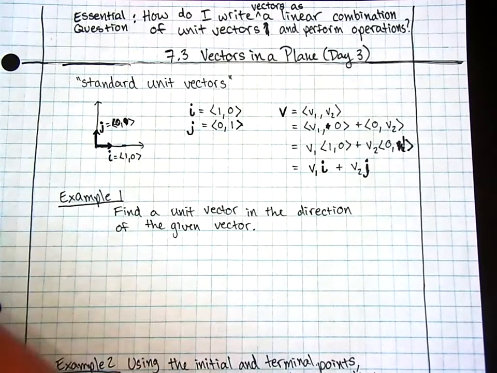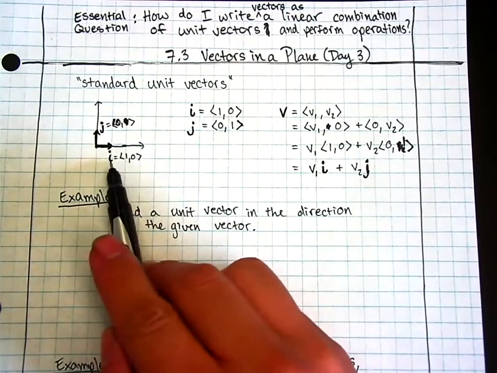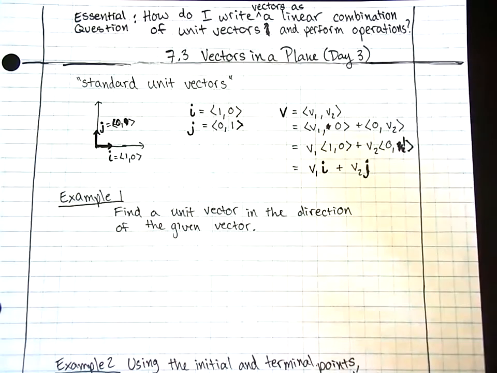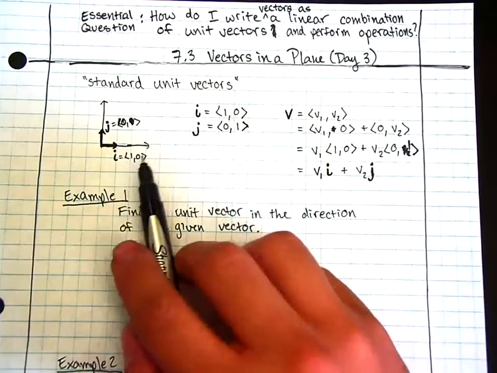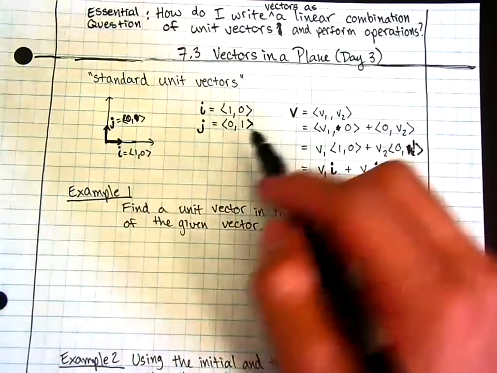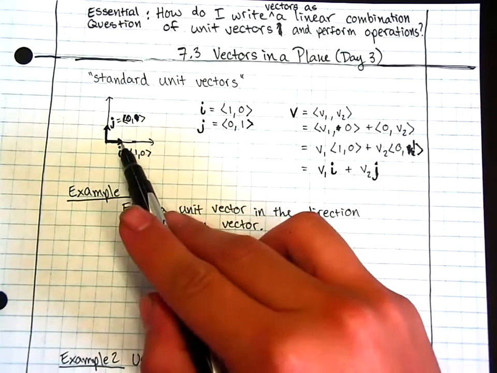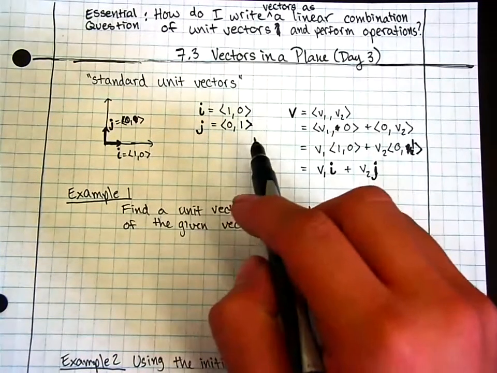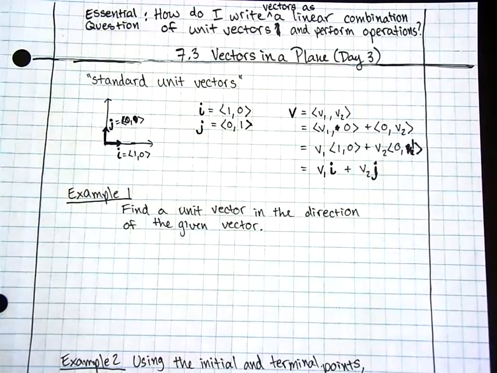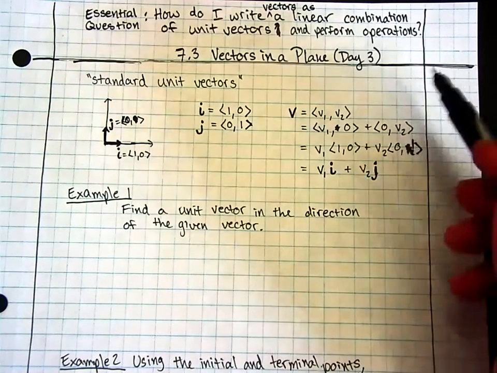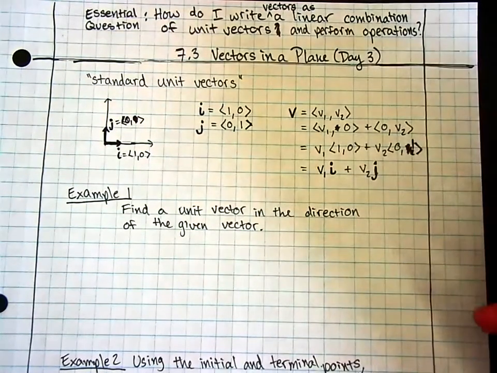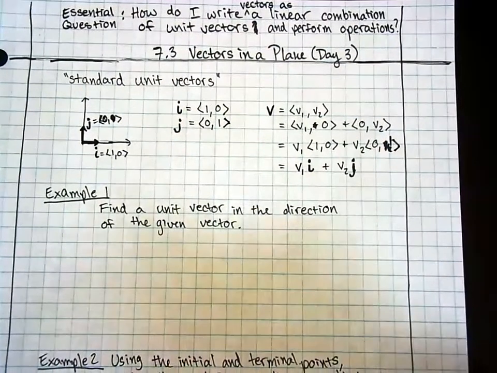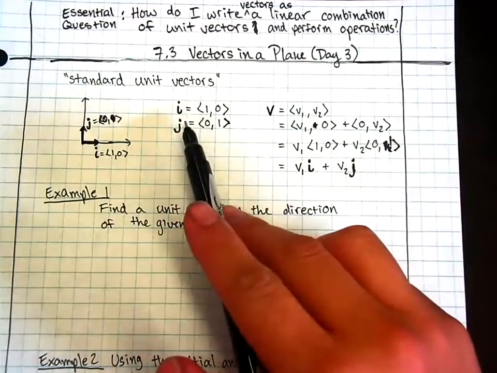Basically, i and j will represent our standard unit vectors. i will represent a horizontal unit vector, so the one going along the x-axis, and j will represent the unit vector along the y-axis, so the vertical one. Now, in terms of any general vector, we can always write them using the standard unit vectors.